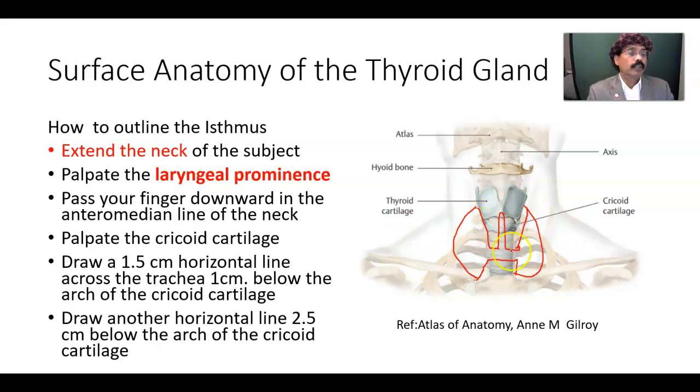Okay, we got the thyroid cartilage here. Now, here is thyroid cartilage. This is the thyroid gland. Okay, so we got that. Now we'll go to the next slide. We'll go there. Okay, isthmus. We've gone through the isthmus.